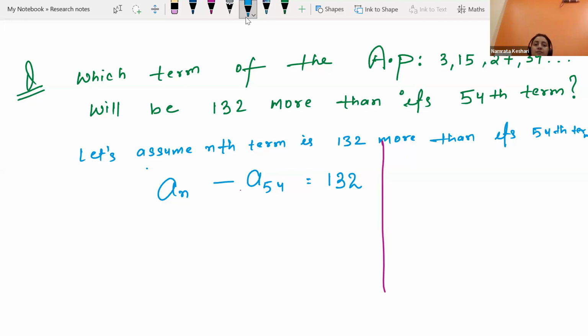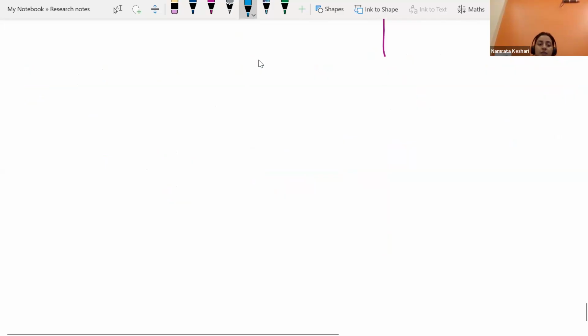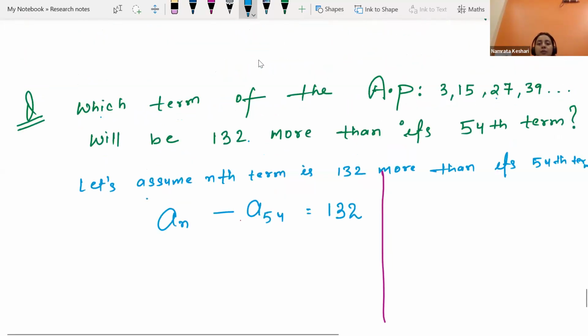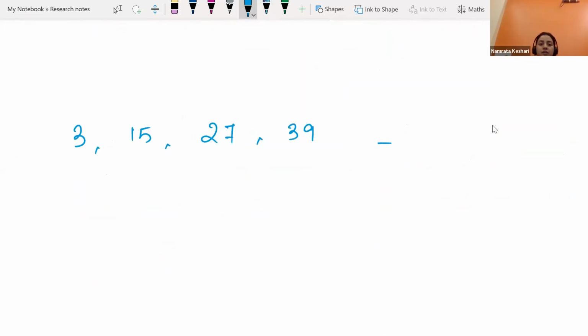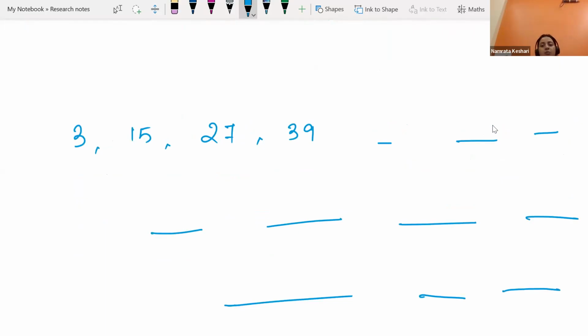Not really. Okay, so let's read the question. Which term of this AP will be 132 more than the 54th term? We have the AP 3, 15, 27, 39. Now in this AP, what is that term which is 132 more than the 54th term?